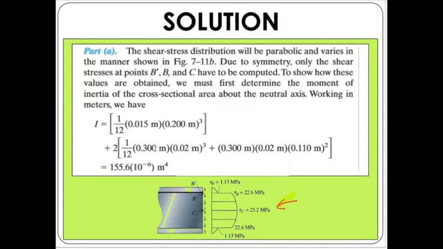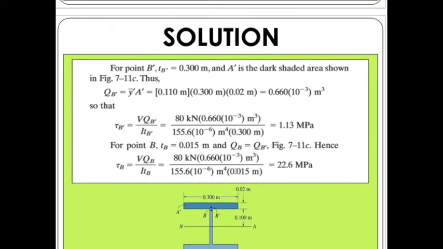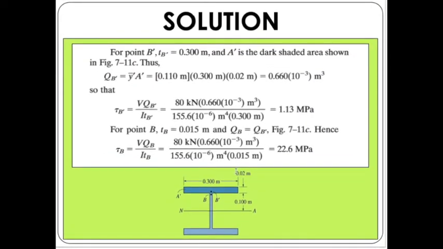Working in meters, we can calculate the I value for the whole section, and we are going to have 155.6 times 10 to the power of negative 6 meter to the power of 4. This is the moment of inertia. Since it is a symmetrical beam, we are going to determine the shear stresses only for the top parts, because the bottom parts will have similar values. So we can ignore the values on the stress distribution first, since we are going to look into how to calculate those values.